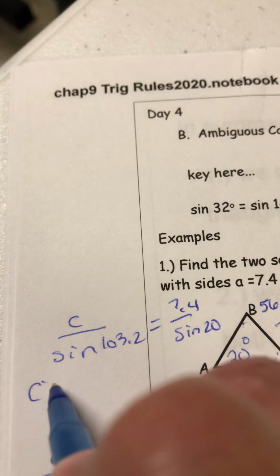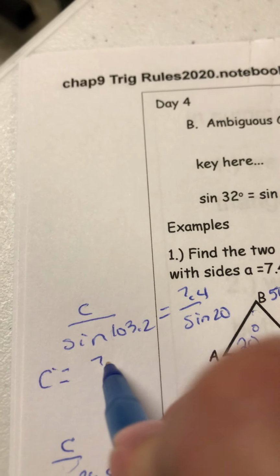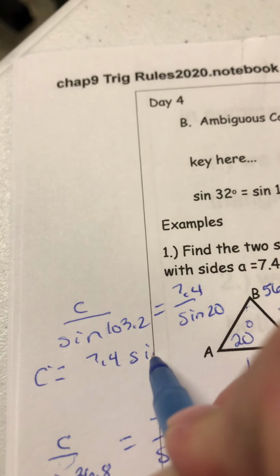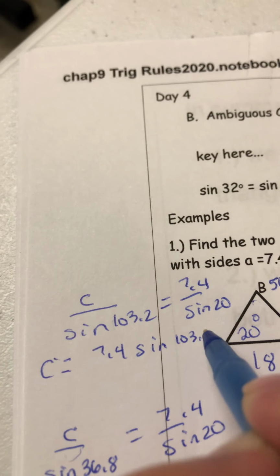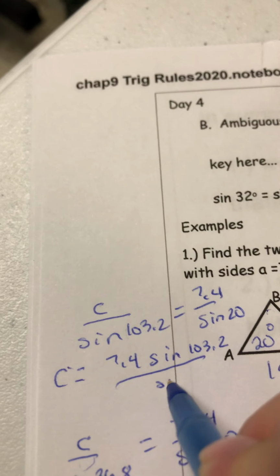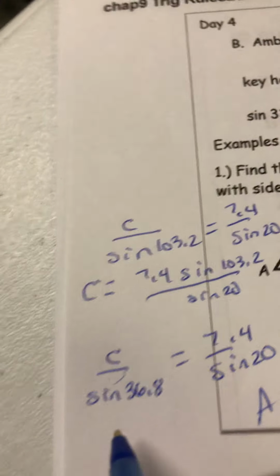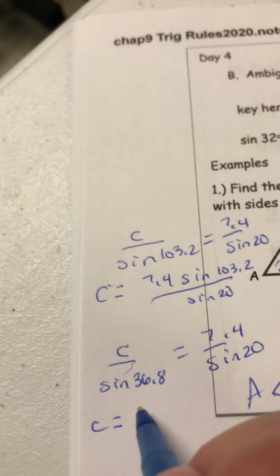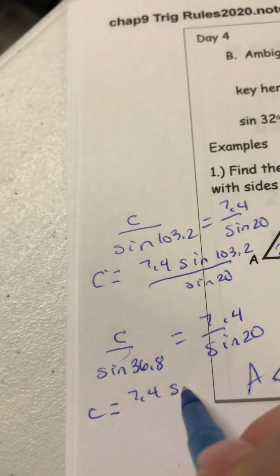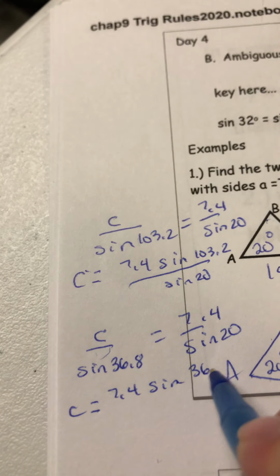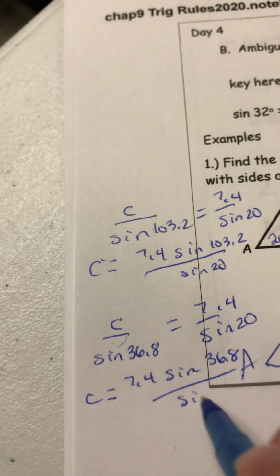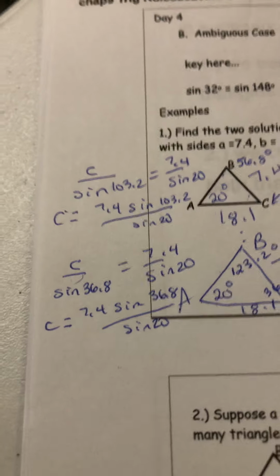So this top triangle here, the side c will be whatever 7.4 times the sine of 103.2 degrees divided by the sine of 20, whereas this triangle, side c will be whatever 7.4 times the sine of 36.8 degrees divided by the sine of 20. So you're going to get two slightly different answers here.